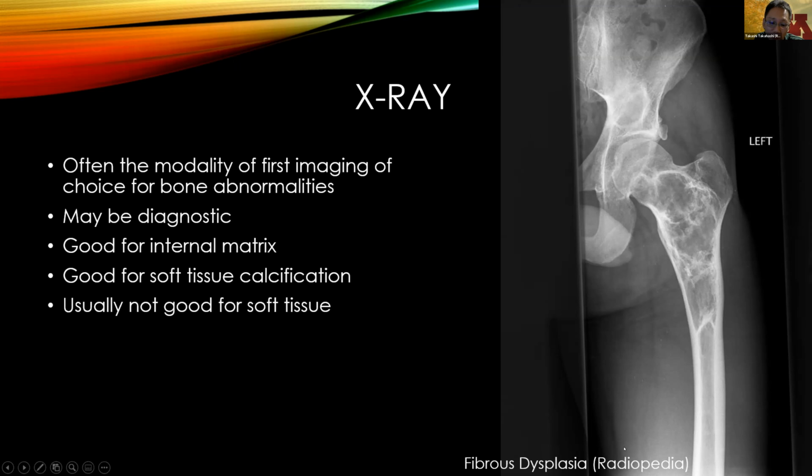For example, this is an example I grabbed from Radiopaedia, which is a radiology website. This has a relatively classic appearance of a ground glass matrix. So based on this and proper clinical history, most people would probably call this fibrous dysplasia, and be done with it.